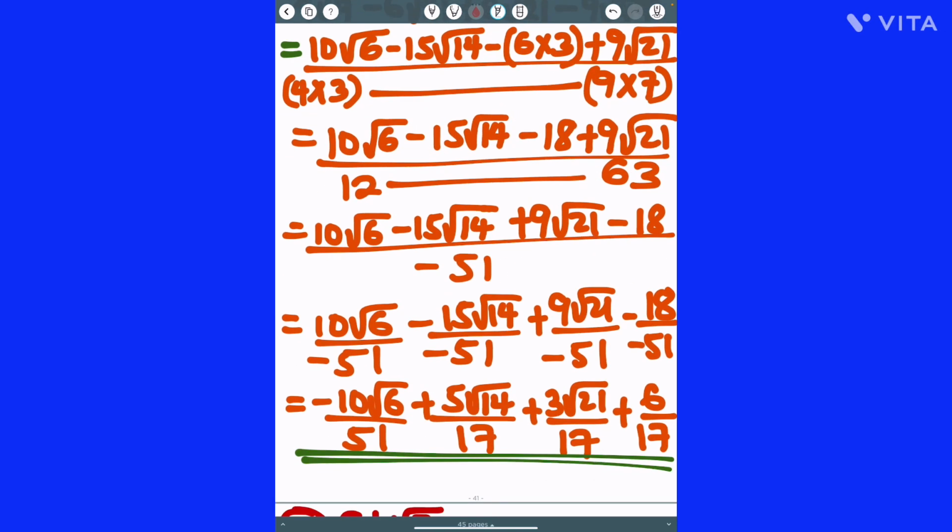So I'll now split the division like I did before. Separate the division. So this will give me minus 10 root 6 over 51. This will give me plus 5 root 14 over 17. This will give me 3 root 21 over 17. And this gives 6 over 17. Minus over minus is what? Plus. So plus 6 over 17.